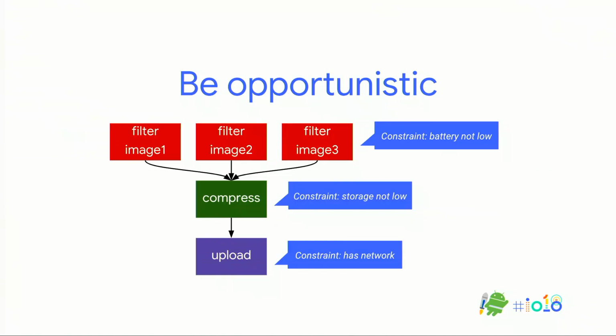Finally, be opportunistic with your work. So here's a filter compress upload example again. The reason that these are not just one big job is because they all have different constraints. So they can execute at different times. Let's say I'm getting on an airplane and I'm uploading a bunch of images and running this chain of work. Well, I go into airplane mode. Maybe I don't have network for the next 12 hours because I'm flying across the world. Well, the other work can still execute, and it should. So if you architect like this, you can do that.